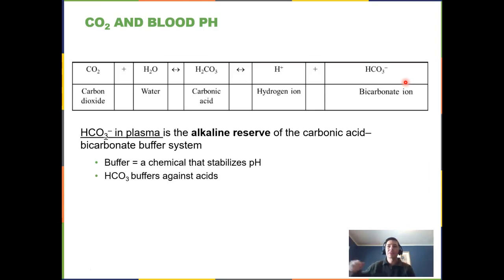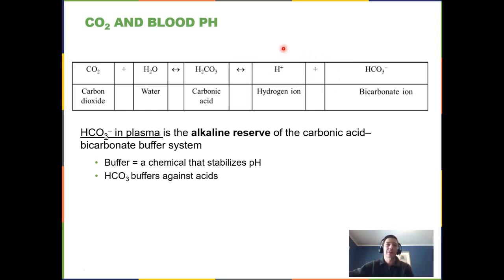So it is referred to, here's your bicarbonate, but we're going to look down here first. The 70% of the CO2 that is converted to bicarbonate in your plasma is referred to as your alkaline reserve. What this means is that it acts as a base, which is going to buffer against acids or stabilize the pH, keep the pH from changing when lactic acid or some other acid is dumped into your bloodstream.